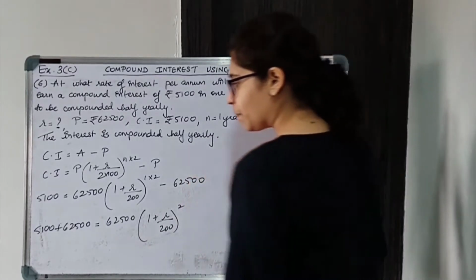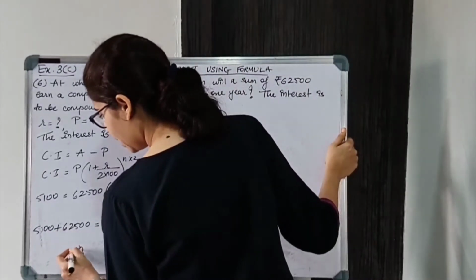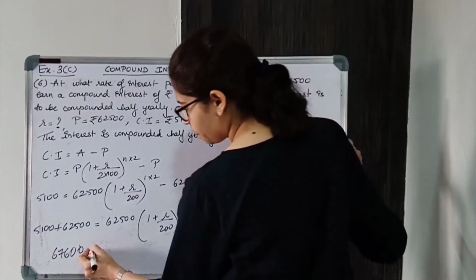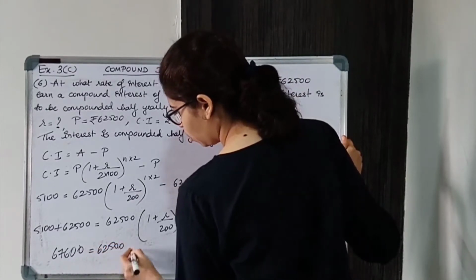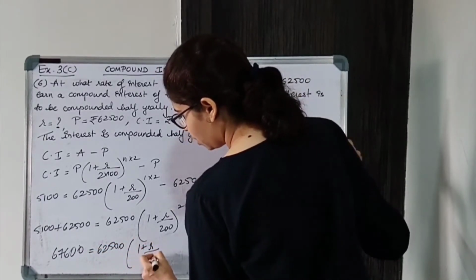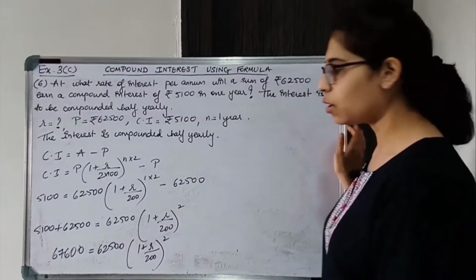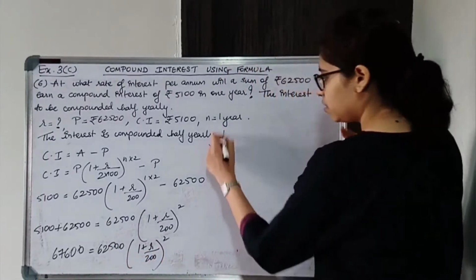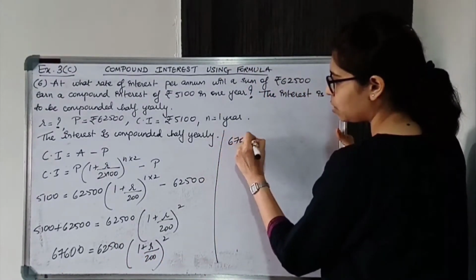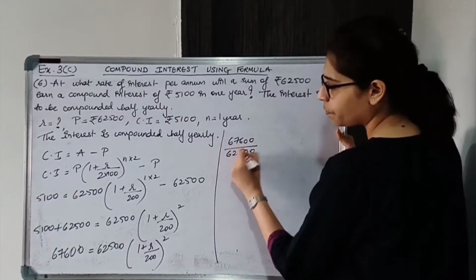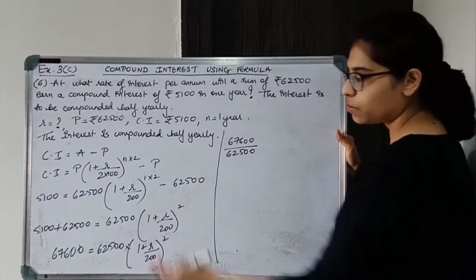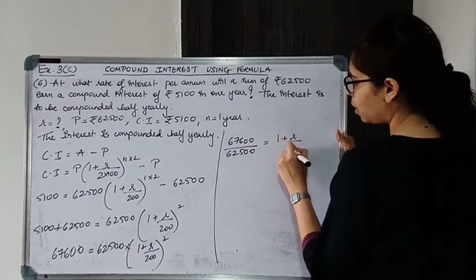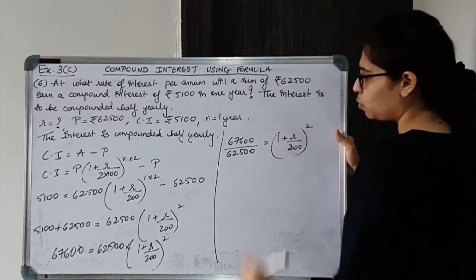Okay. Now, let's add this. So we'll get 67600 is equal to 62500 into 1 plus R upon 200 raised to 2. Now, what we'll do is we'll shift this on the other side. Okay. So, it will become 67600 upon 62500. There is into sign in between. Okay. So, it will go in denominator. Is equal to 1 plus R upon 200 raised to 2.